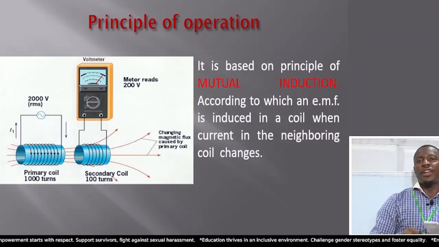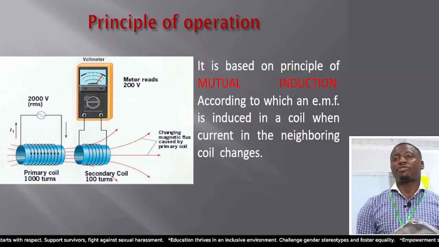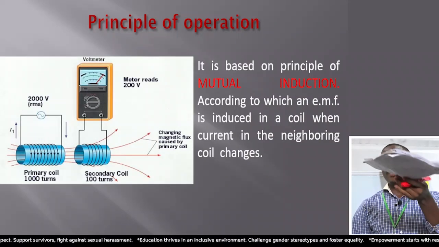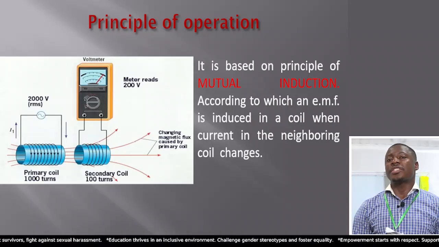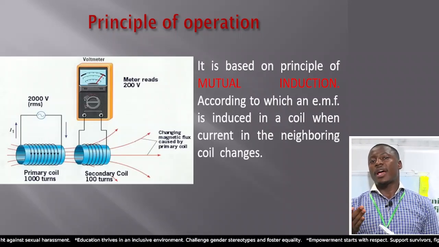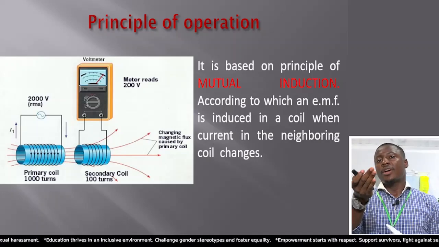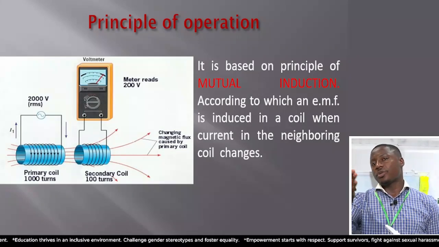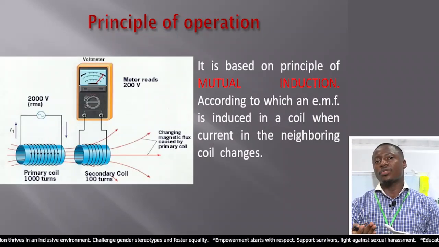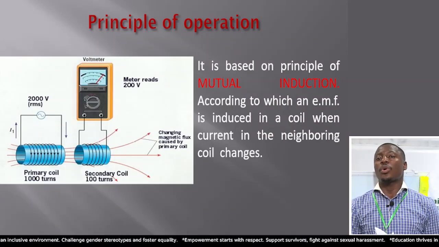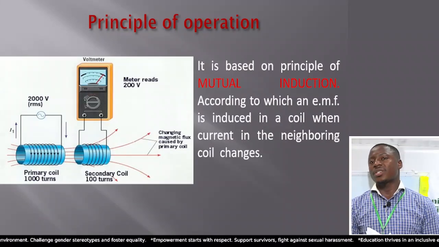So here is another representation of what a transformer looks like. You can see here we have a voltmeter that also contains a transformer. From there, you find out that it has a primary coil and also a secondary coil. In the primary coil it has 1000 turns, and in the secondary coil it has 100 turns.